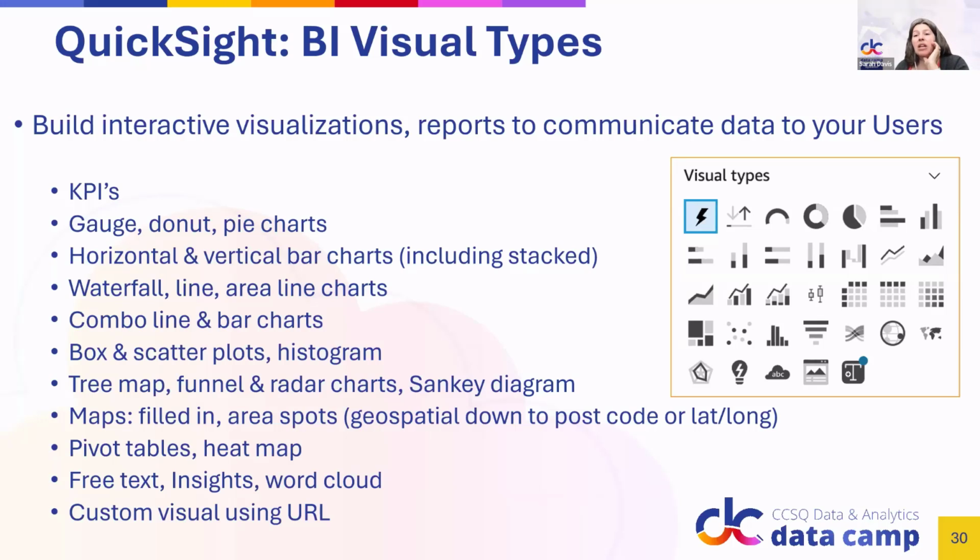So, different visualization types. Under the old UI, they have little icons that show different visual types. You can navigate over them and it'll pop up to say which one is which. But you really have a lot of options.